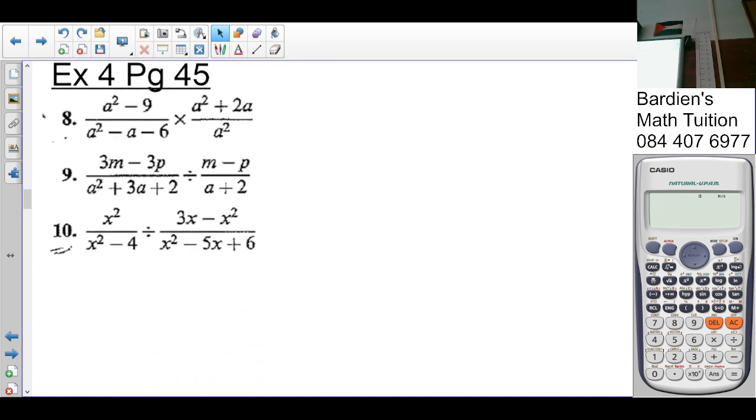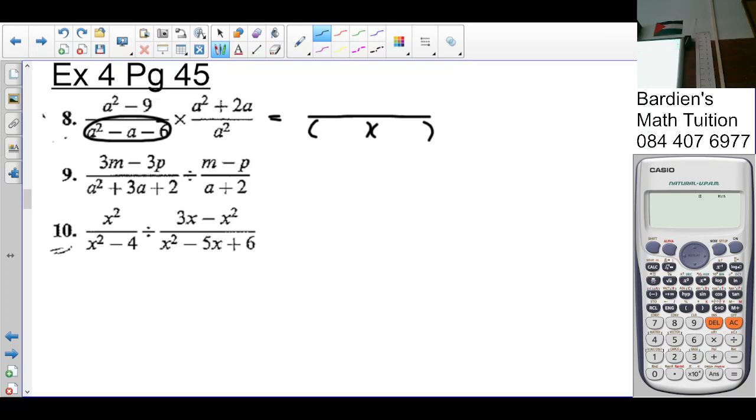Number 8. Again, I gave you this here. That trinomial, we haven't done that type of factorization yet. So it's going to be a minus 3a plus 2. Okay. So what can be done here on top? a plus 3, a minus 3, difference of two squares, times, yeah? a is the common factor. I'm left with? Over?